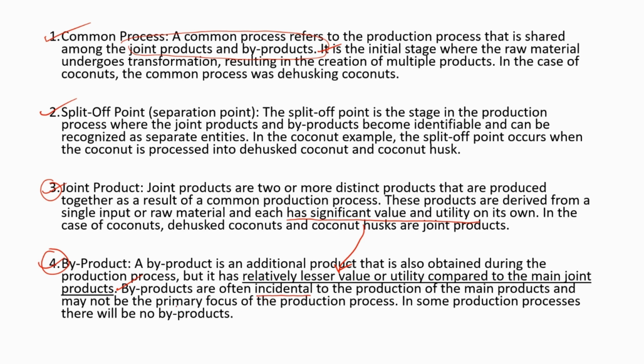And also remember that the primary focus is not to produce byproducts. The primary focus is to produce joint products because joint products have significant value and utility, whereas byproducts have lesser value or utility. In some production processes, there will be no byproducts. This means not every common production process is going to produce byproducts. Some common production processes are not going to produce any byproducts.